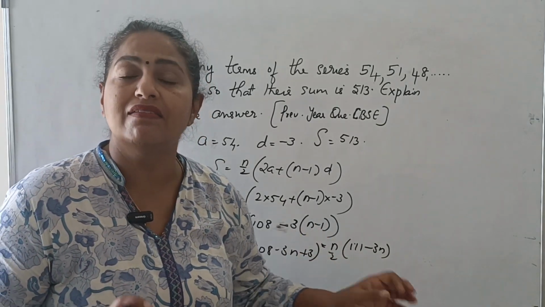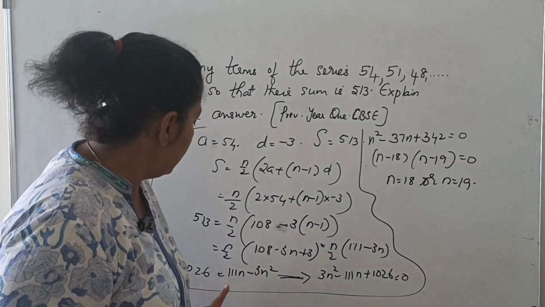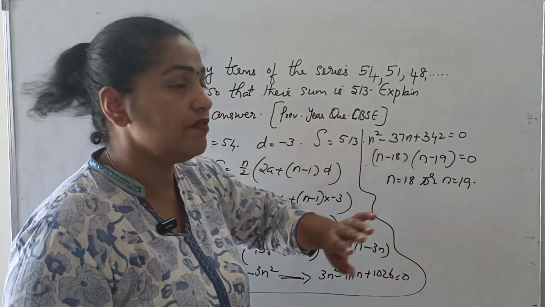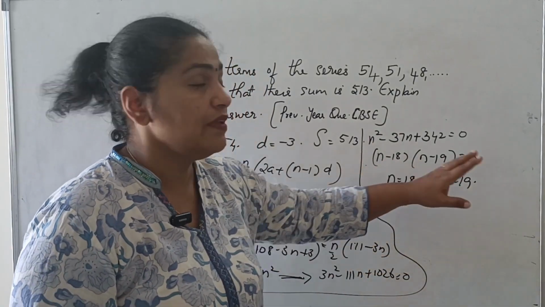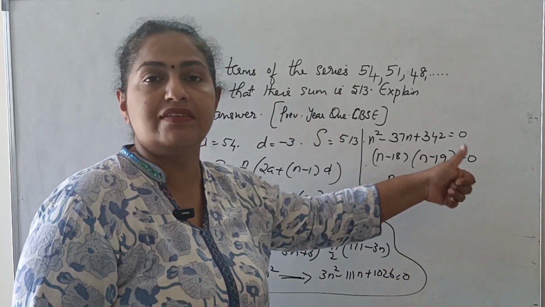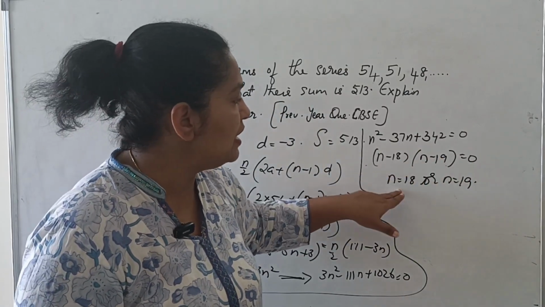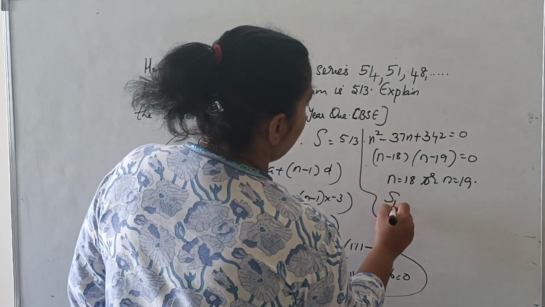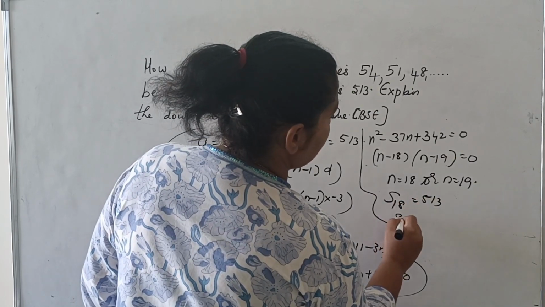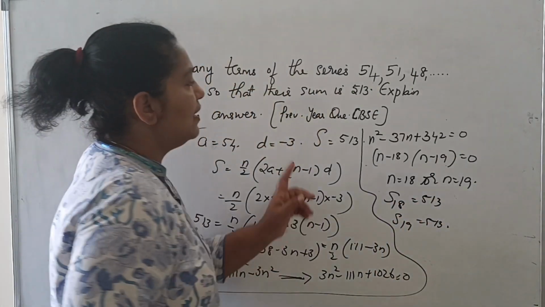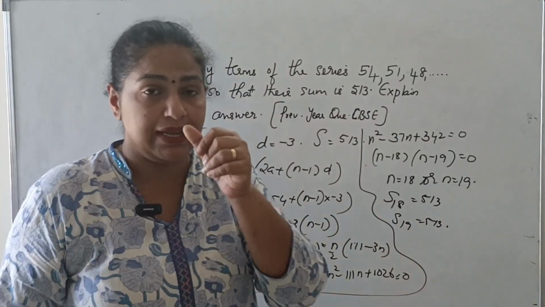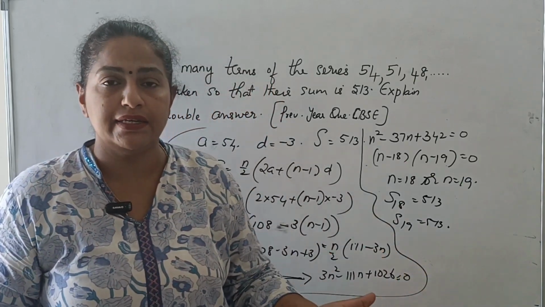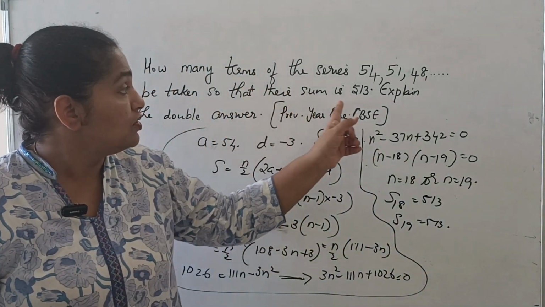So let us open the bracket and see how we can solve it. Here I have cross multiplied and rearranged the terms, and you can see that 3 is a common factor, which has cancelled by dividing by 3 across the LHS and the RHS. After factorizing, I am getting the number of terms as 18 or as 19, which means that the sum of 18 terms is also 513 and the sum of 19 terms is also 513. That is the reason they have asked you to explain the double answer. How can the number of terms be different? How can both 18 and 19 terms give you the same total sum?